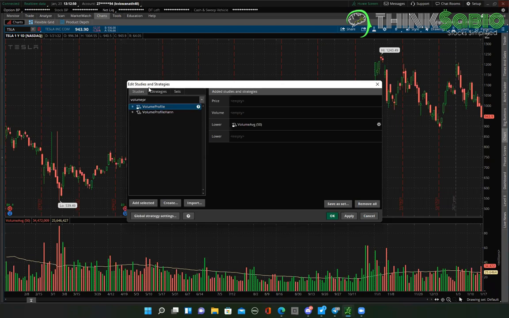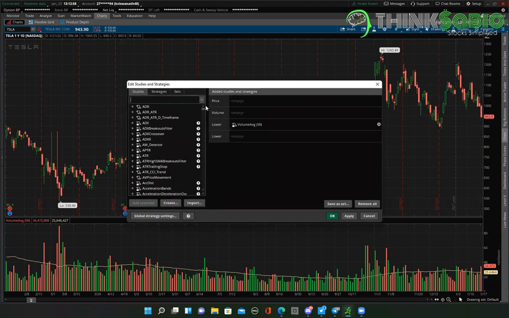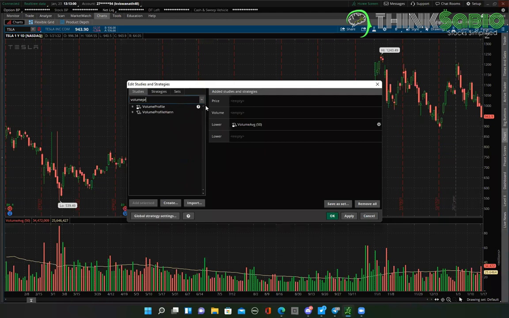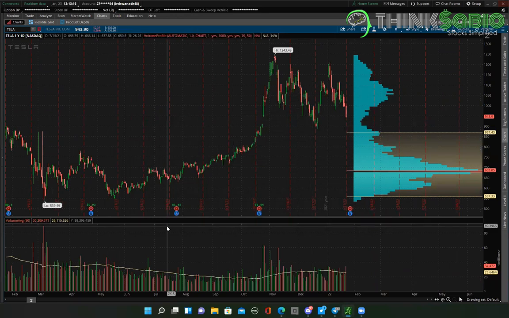So if you guys are using Thinkorswim, basically you go to studies, you click on edit studies, and then in the search bar, you type volume profile, or you can just type volume pro, you'll get it. And then you have this volume profile, and you add selected. So it will come here, right here. And then you click on apply, for example. So this is how you will see the volume profile.